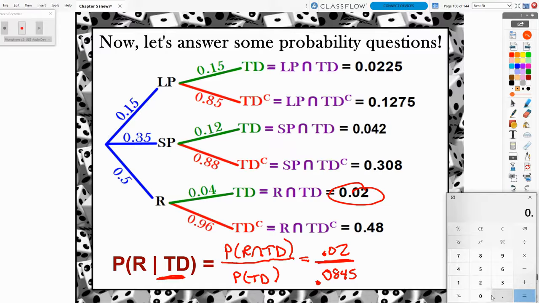So now if I divide these, 2% divided by 8.45%, whoa, what on earth happened there? Let's try that again. 0.02 divided by 0.0845.